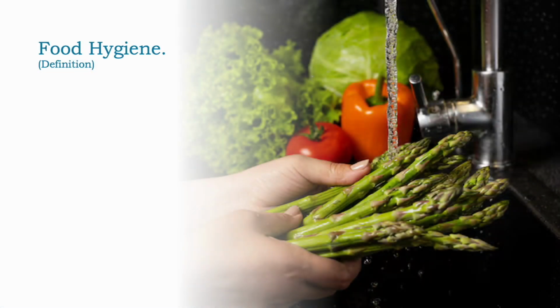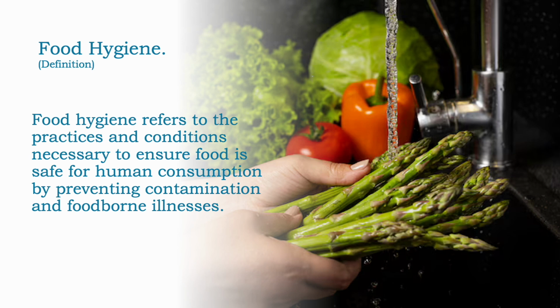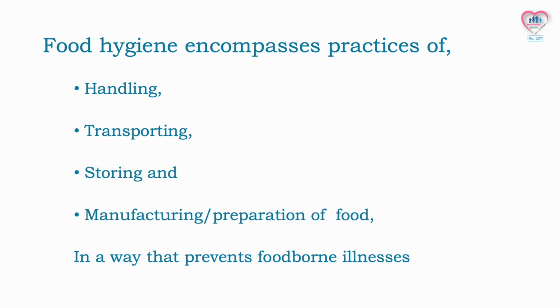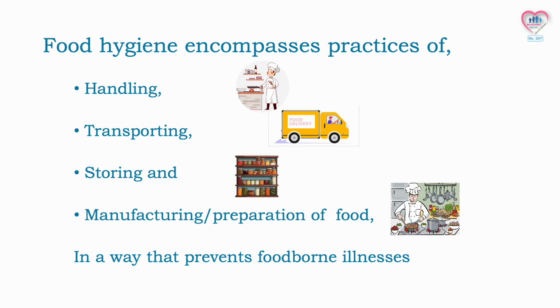So, food hygiene refers to the practices and conditions necessary to ensure food is safe for human consumption by preventing contamination and foodborne illnesses. Food hygiene encompasses practices throughout the supply chain. That is, handling, transporting, storing, manufacturing and preparation of food, in a way that prevents foodborne illnesses.